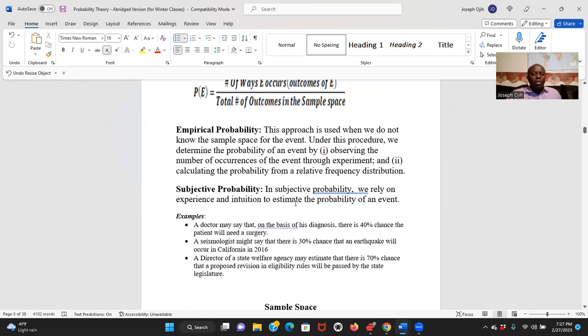The subjective, in this case, we rely on intuition or experience. Basically, we are making an educated guess, which means that it's not reliable. For example, a doctor may say, on the basis of his diagnosis, that there's a 40% chance that the patient will need surgery. I've seen people who were told that, and eventually they found out that the person did not have surgery. Sometimes they do, sometimes they don't; it's not like the empirical or the classical one. So we're not going to go into subjective probability.